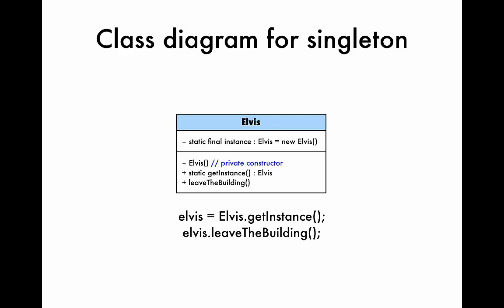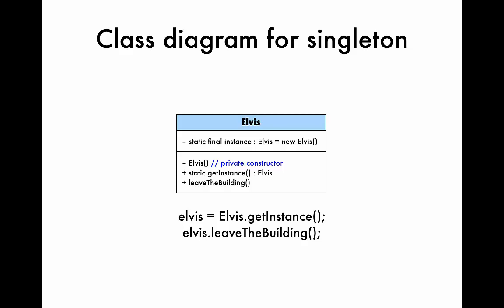Once you have created this variable and assigned the single instance to it, you create a public static method called getInstance, which returns a handle to the instance variable. This allows clients from outside the class to access the single instance.